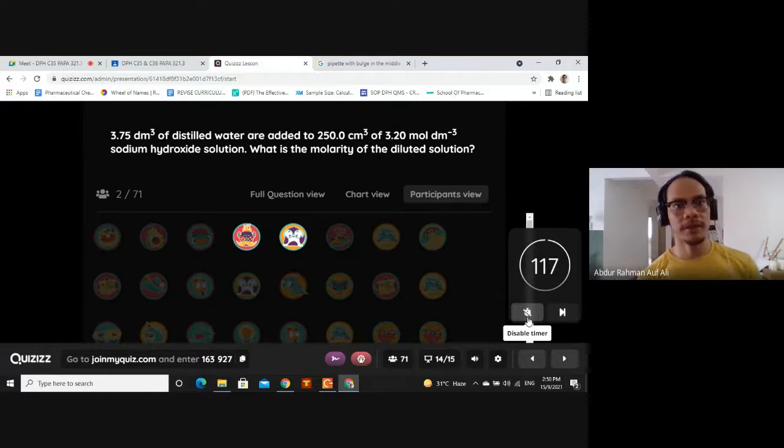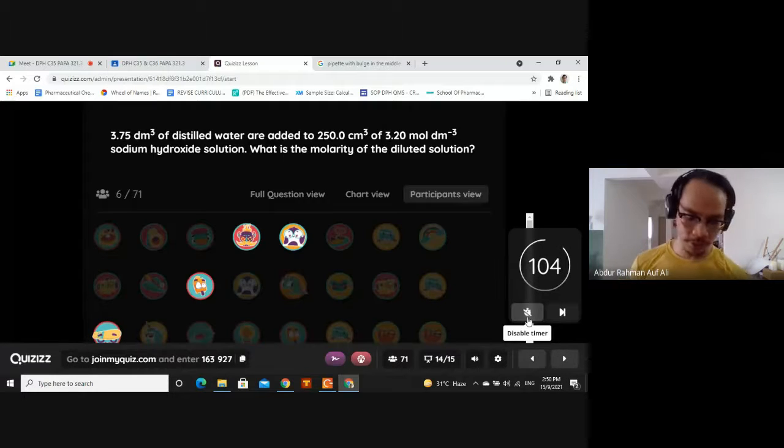3.75 decimeter cubic of distilled water are added to... kat sini dia bagi unit of volume different. So kamu kena be careful. What is the molarity of the diluted solution?